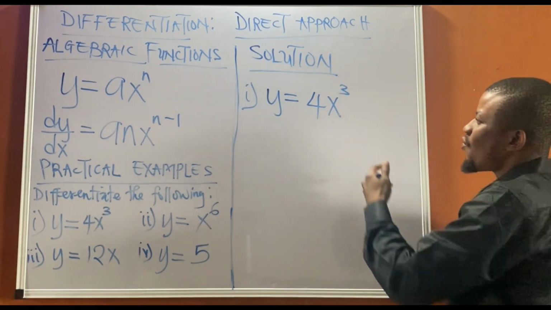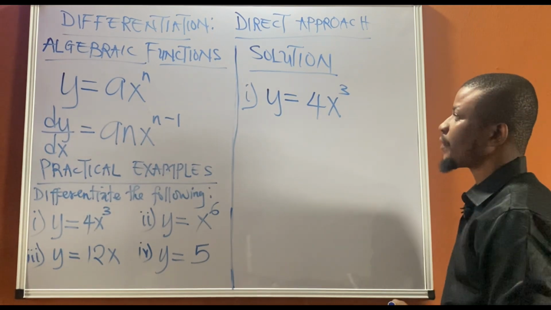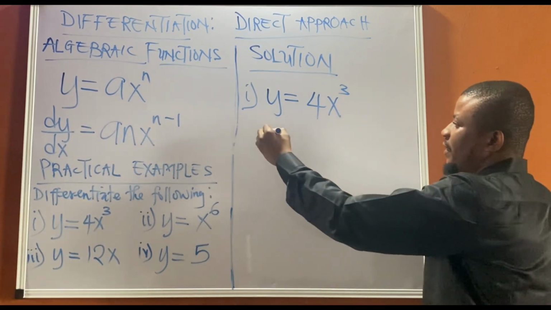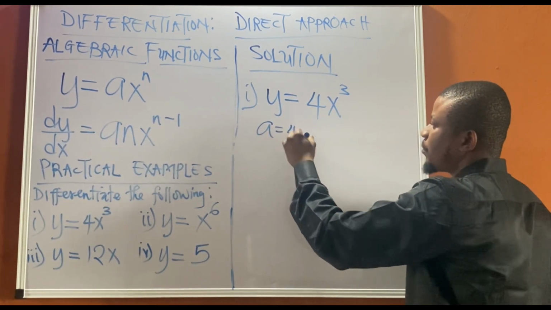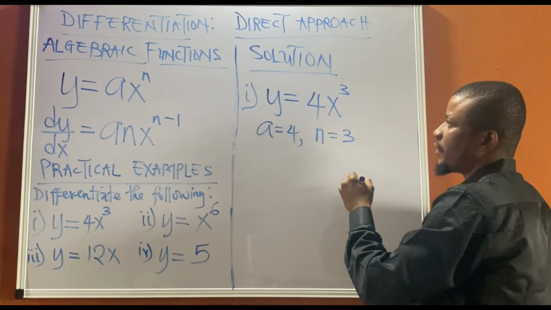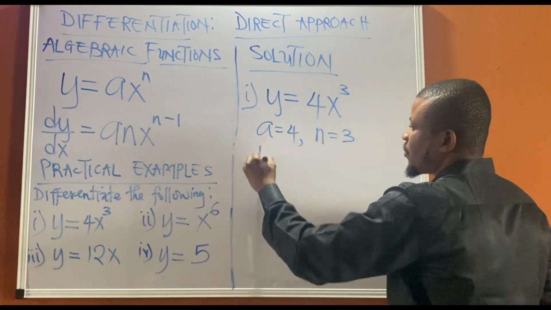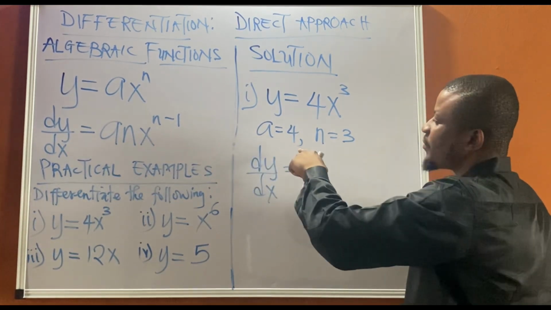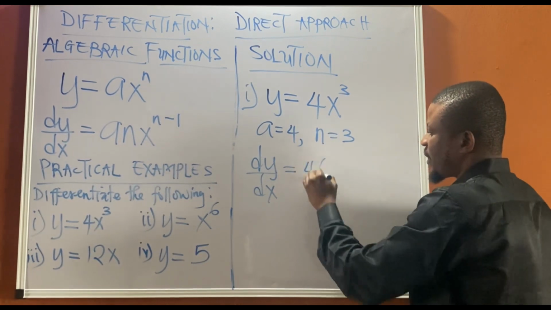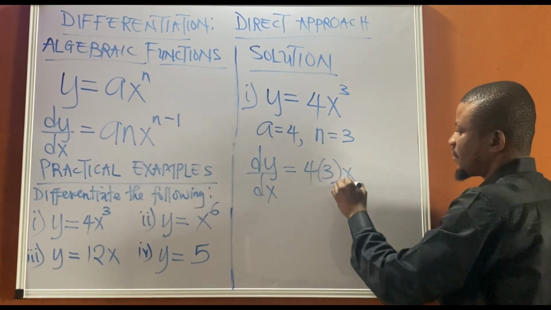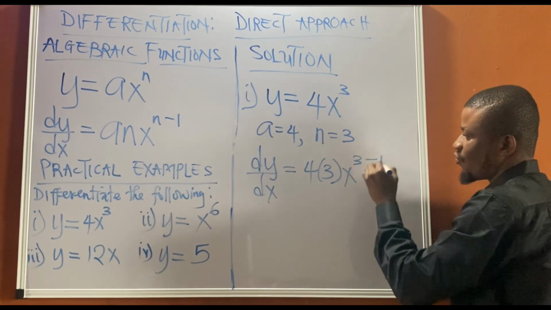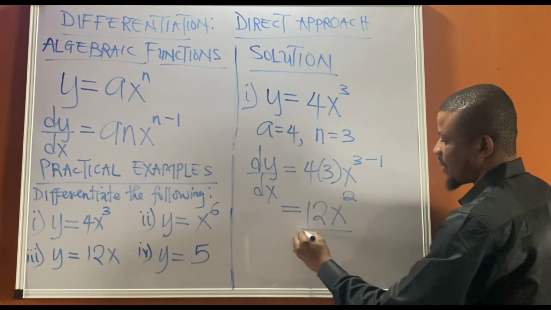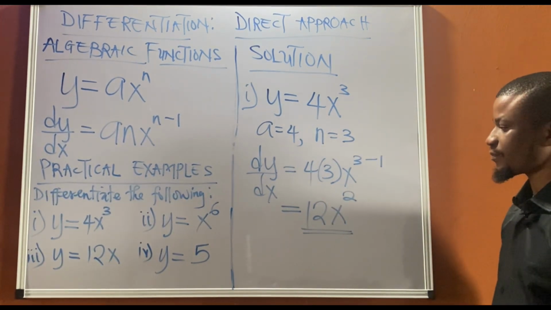Okay, so if you are given y equal to 4x raised to power 3, by direct differentiation for algebraic functions, we need to bring out our a. Here a is 4, n is 3. Thus, to differentiate this function dy dx, where we have an will be 4 times 3, then x n minus 1, 3 minus 1. This gives us 12x raised to power 2, and that is our dy dx.